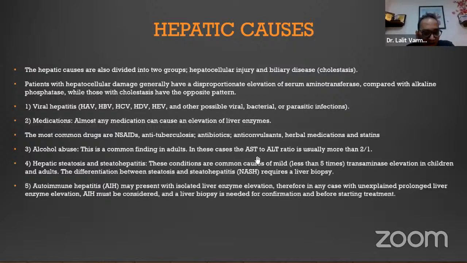Alcohol abuse, this is a common finding in adults. In this case, the AST to ALT ratio is more than 2:1. Hepatic steatosis and steatohepatitis is what we call NASH. These conditions are common causes of mild, less than 5 times elevation of transaminase. The differentiation between steatosis and steatohepatitis definitely requires a liver biopsy, because steatosis is just accumulation of the fats, but steatohepatitis is actually your liver parenchyma getting damaged with an inflammation. So definitely we need a liver biopsy for this.